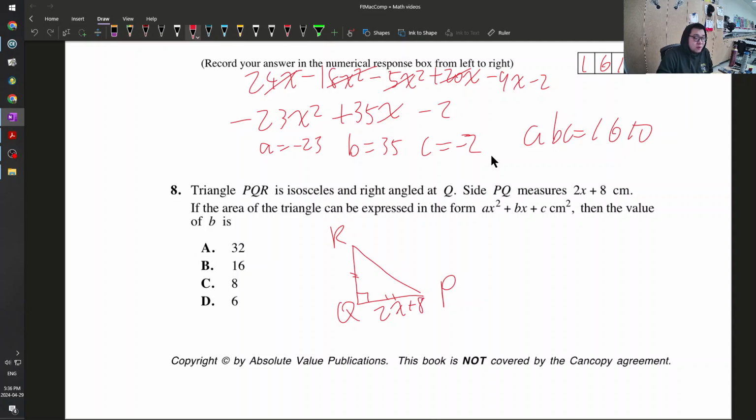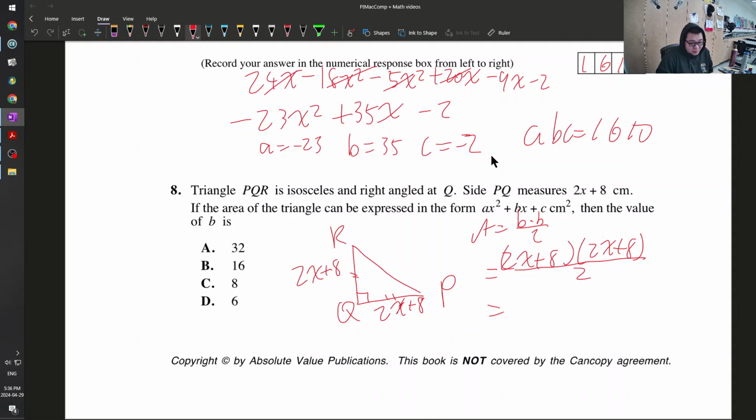So the area of a triangle is base times height divided by 2. Because this is isosceles, base and height must be the same, 2x plus 8. So area is equal to base times height divided by 2, which is equal to 2x plus 8 times 2x plus 8 over 2.